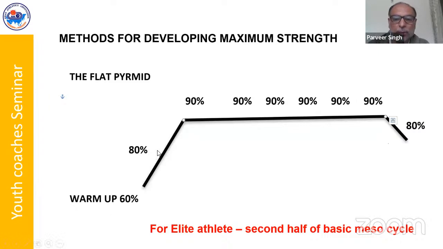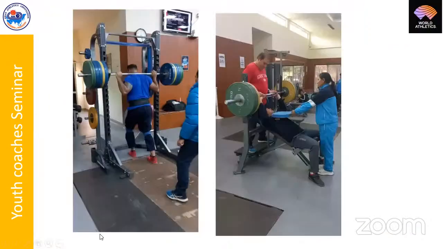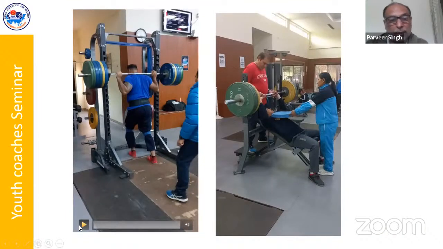This is the flat pyramid method. For development of maximum strength, suppose in any exercise, say squat, you start at 60%, then increase the load in 2 or 3 sets. When you reach 90%, you go for continuous 3, 4, or up to 5, 6 sets at the same load. This is not for youth or young athletes. This is for senior, mature athletes, or those already having a training age of 8 to 10 years. So these are some exercises, but these are senior athletes, not young athletes. You can see how we develop maximum strength.